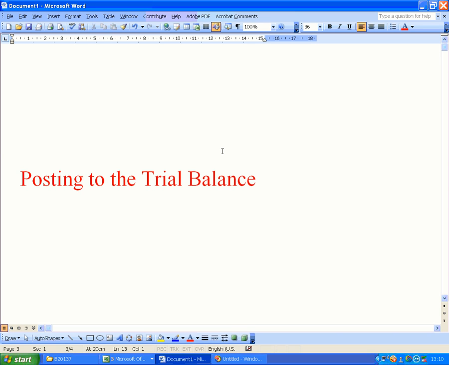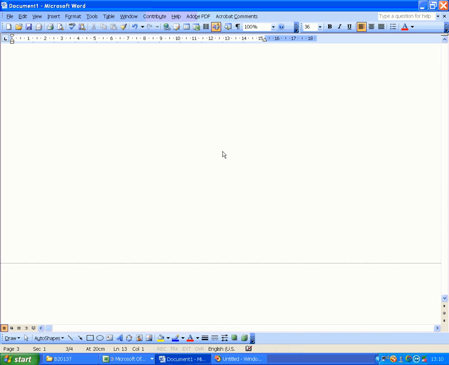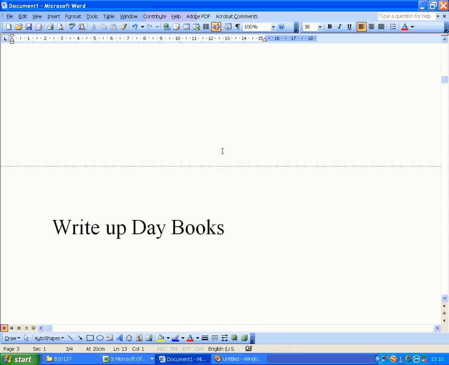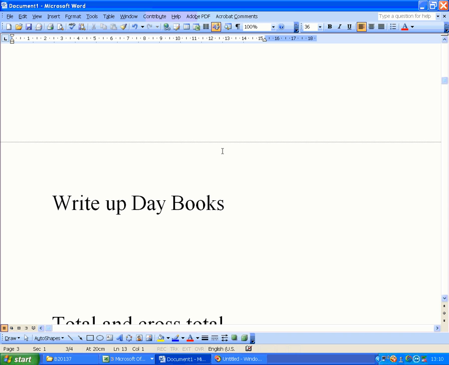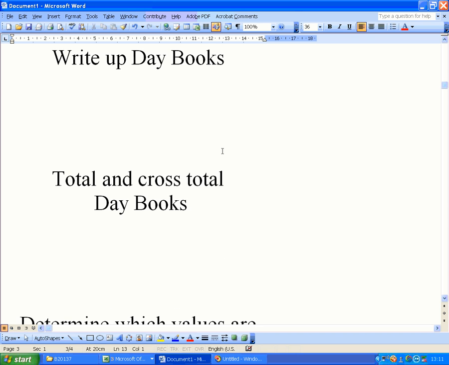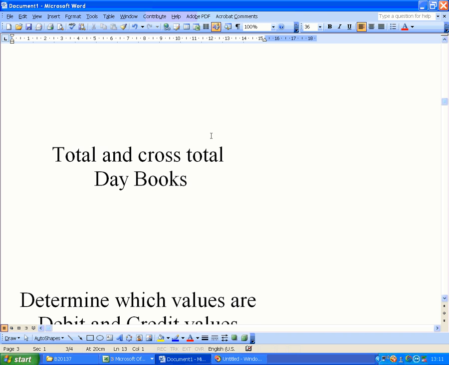This presentation demonstrates how to post from the T accounts to the trial balance. To recap, initially in the bookkeeping process we got our source documents and entered them in daybooks. The procedure was writing up the daybooks. When all the source documents were entered for a particular period, we totaled that daybook and cross-totaled the daybook so that the total analysis columns equaled the total column.